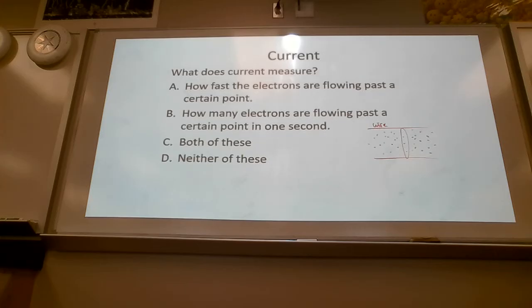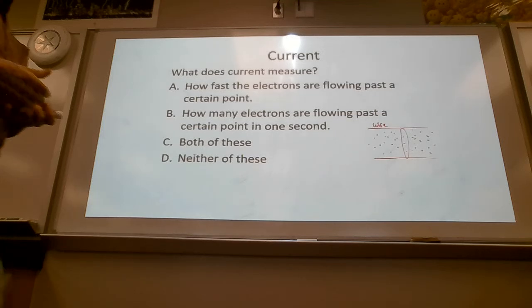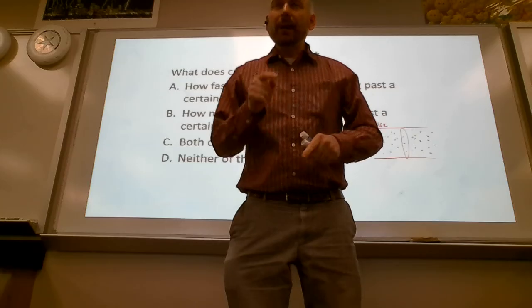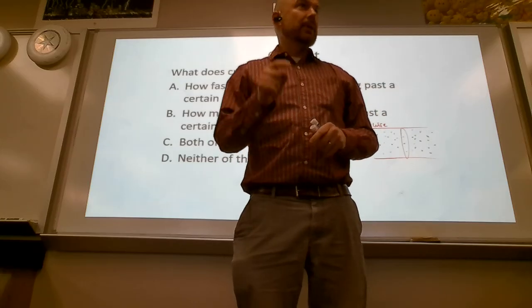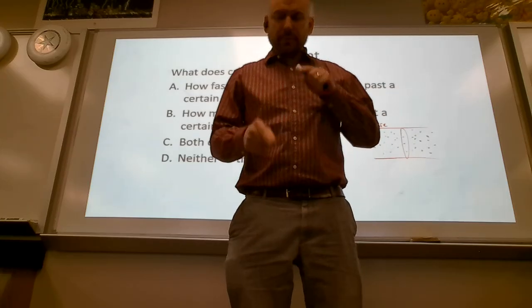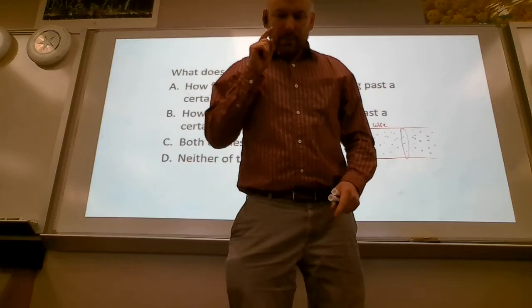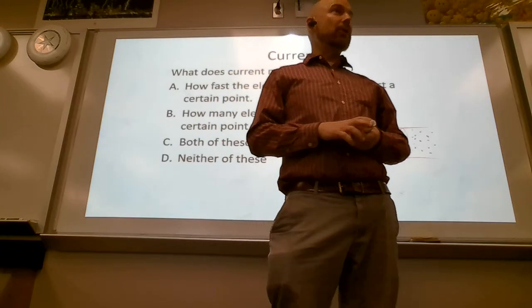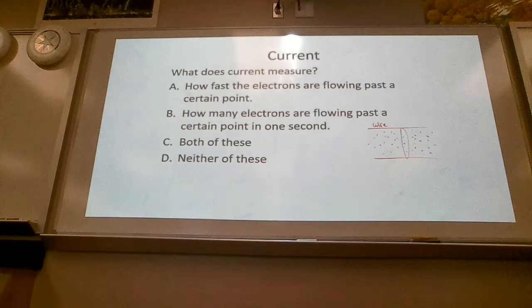Okay? If you were hired by the Department of Transportation to measure the current of I-65, one way you could do that would be stand on an overpass and count how many cars go by underneath your bridge every second. 1, 2, 1, 2, 3, 1, 1, 1, 1, 5. Okay? That would be measuring the current on I-65. Is that okay? Good with that?